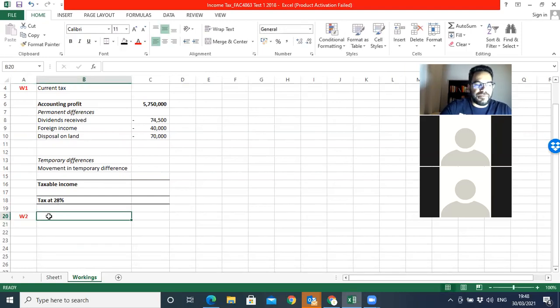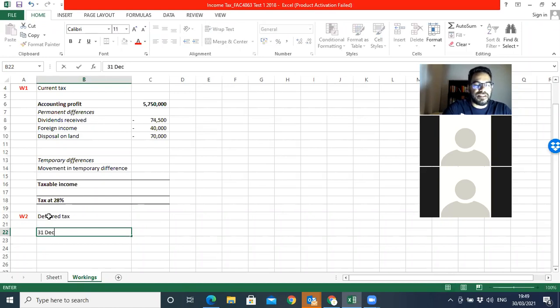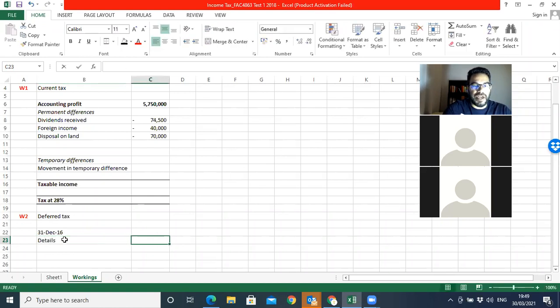So now we're going to work out deferred tax. We will start off with the 2016 balance, and then we will get to the 2017 balance. They never gave us the 2016 balance, so we need to calculate it ourselves. The way we're going to do it is to say 31 December 2016, and we're going to list the various assets. So here are going to be details, and here I'm going to have carrying amount, tax base, temporary difference.